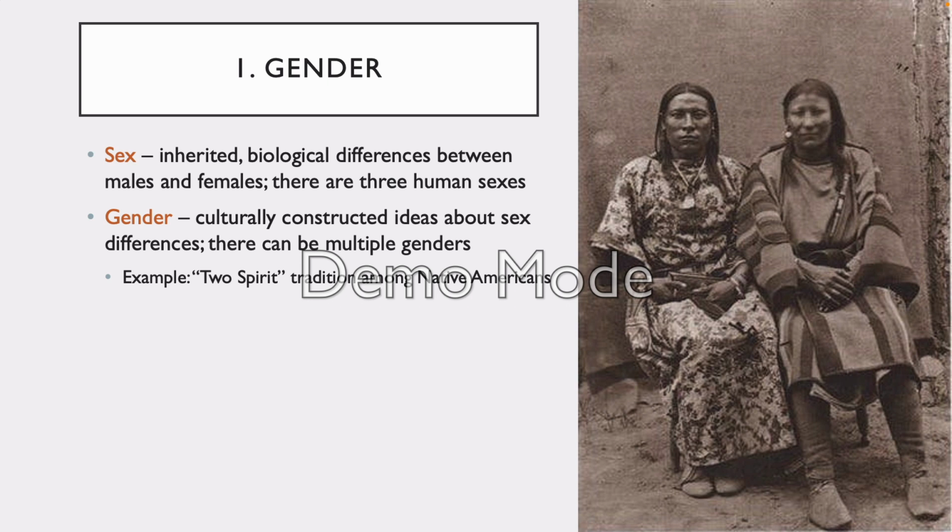Gender refers to then the culturally constructed ideas about sex differences, and in this case there can be multiple genders. An example of this among Native American societies is the two-spirit tradition, or people who maybe would have been recognized as male at birth, but tend to identify more with the female gender and then express that more throughout their life.